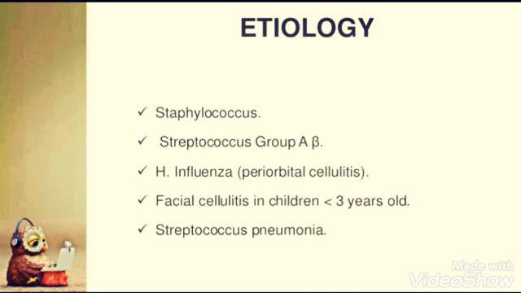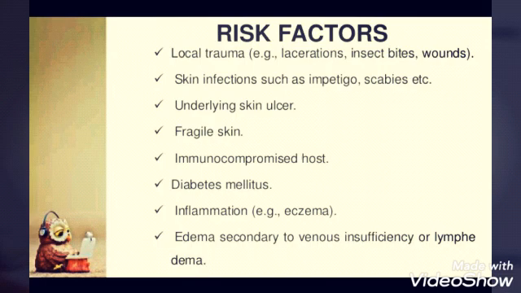Then risk factors, which involve local trauma, for example laceration, insect bites, wounds, skin infections such as impetigo, scabies, etc. Underlying skin ulcers, fragile skin, immunocompromised host, diabetes mellitus, inflammation, for example eczema, edema secondary to venous insufficiency or lymphedema. Due to these conditions, when there is a breakage in the skin or injury, or infection due to another secondary condition, the bacteria enter the skin layer where they cause infection.